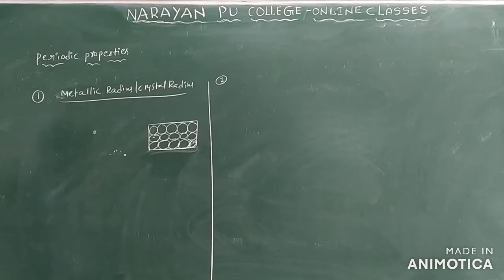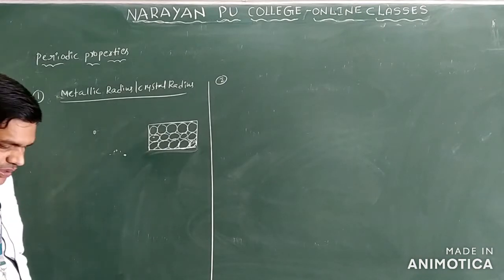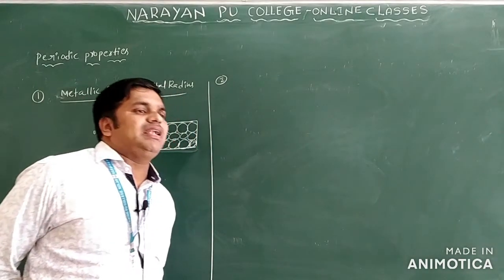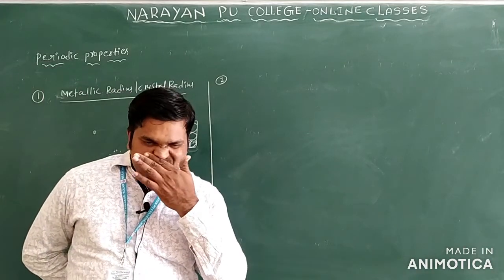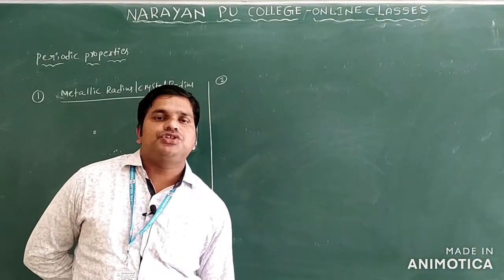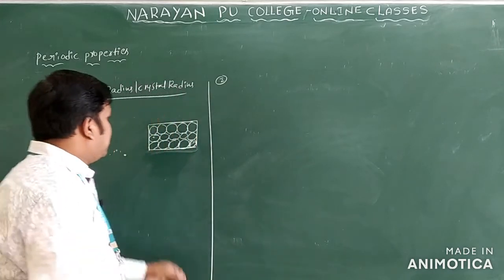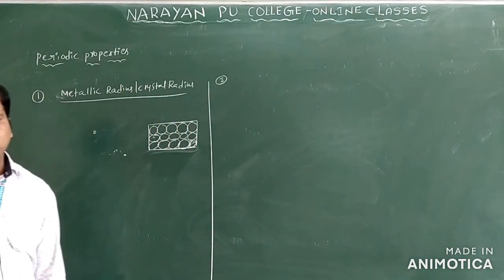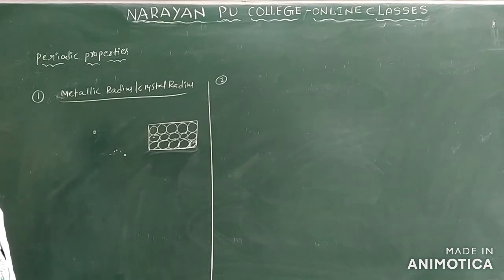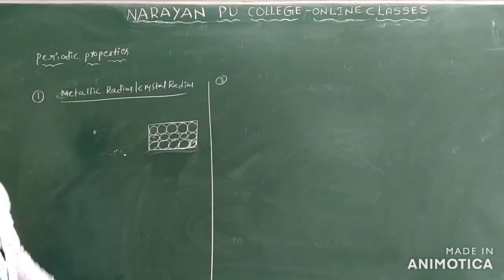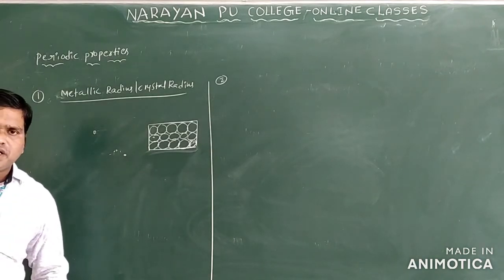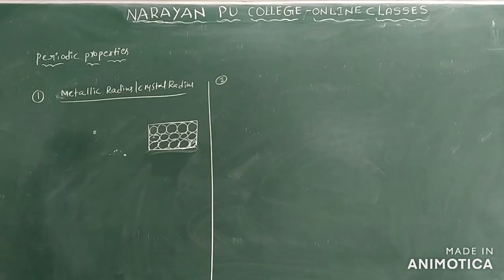Now we'll see the first radius, the metallic radius or crystal radius. You know, metallic or crystal generally means solids. In solids the particles are very close to each other without any gap. This is the crystal structure, or you can say the metallic crystal. If we want to define metallic radius from this structure, what is metallic radius? Half of the internuclear distance between two metal atoms in a metal crystal.